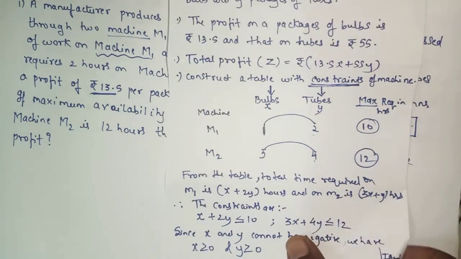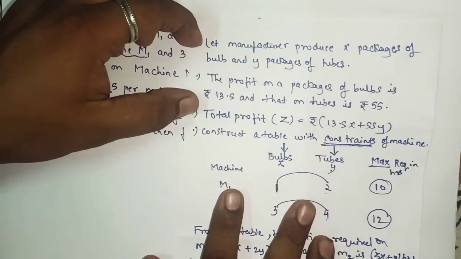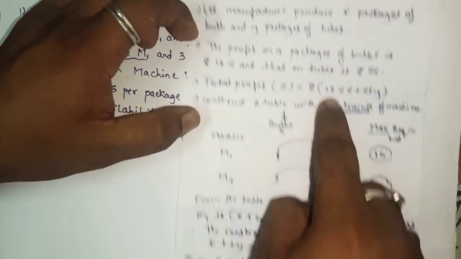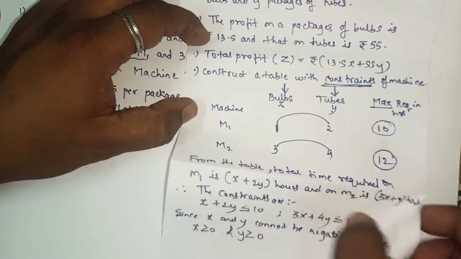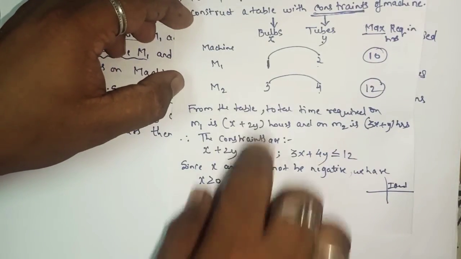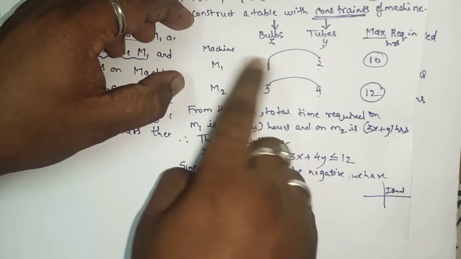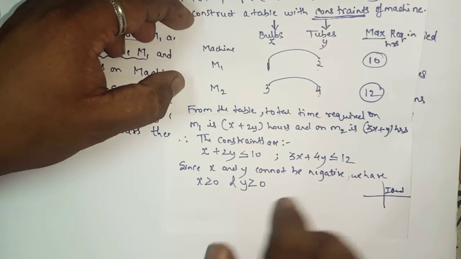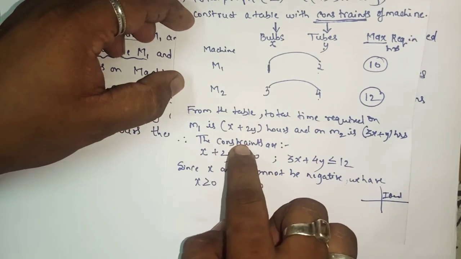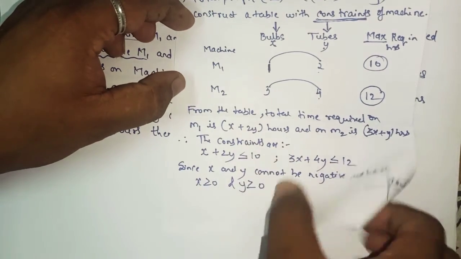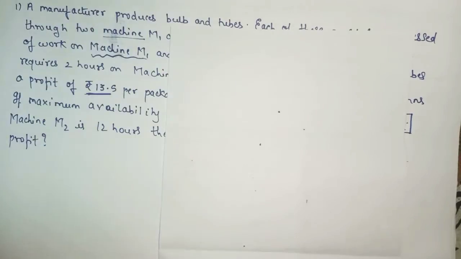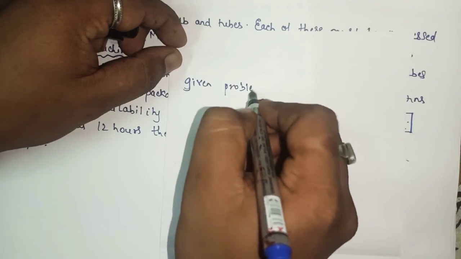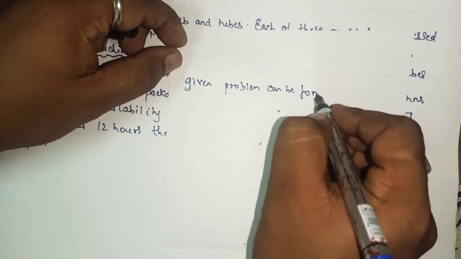After this, the last part will be what? Remember, the first step for each and every sum, you will write let, then the profit, then z, then you will prepare a table. Then you will write this sentence about machine 1, how much total time they took, and for machine 2, how much total time they took. Then you will write the constraint equations, and the final step, you will write: the given problem can be formulated as follows.